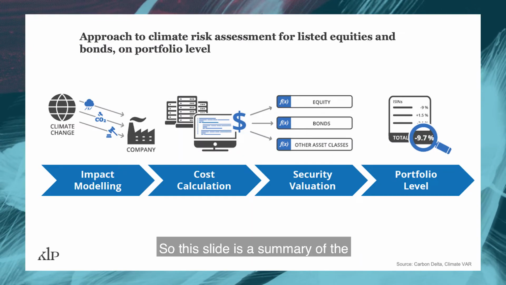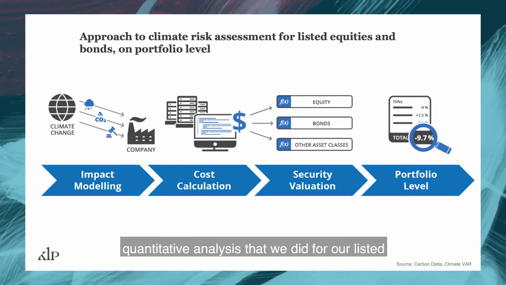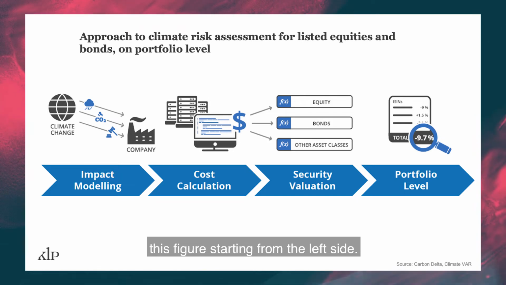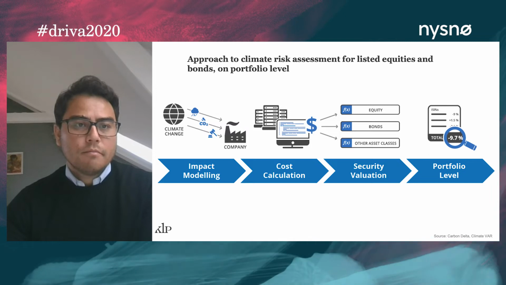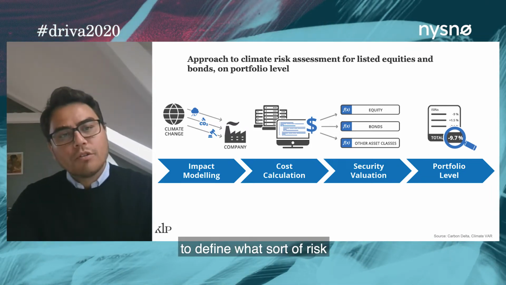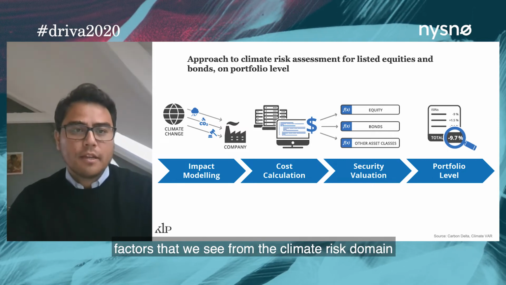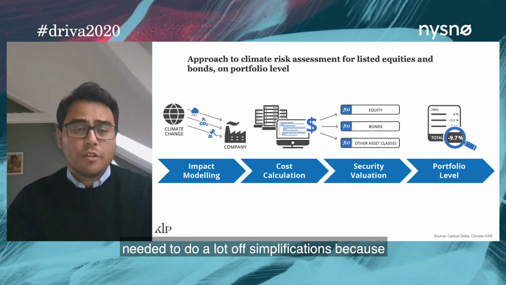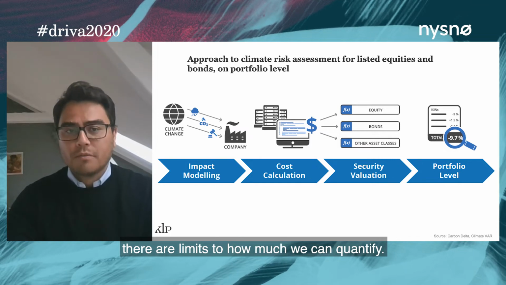So this slide is a summary of the quantitative analysis that we did for our listed equities and bonds. And I will go through this figure starting from the left side. So first of all, we need to define what sort of risk factors we see from the climate risk domain. And considering that this was a quantitative study, we needed to do a lot of simplifications because there are limits to how much we can quantify.